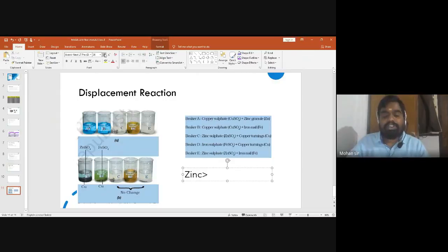That means zinc is more reactive. Iron is less reactive. That is why it is not able to displace zinc from zinc sulfate solution. So zinc is highly reactive, and coming to the next one, iron is less reactive than zinc, and copper is least reactive. Copper is the last of the order. Okay, this is the order of reactivity, and this is all about displacement reaction.